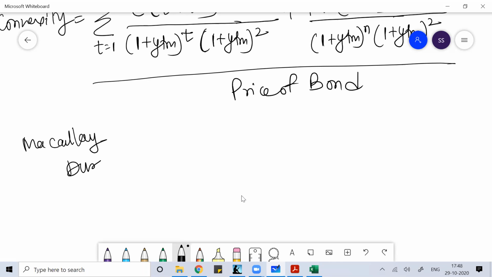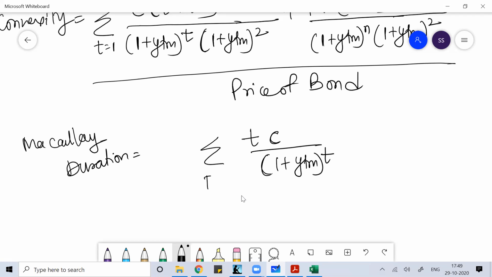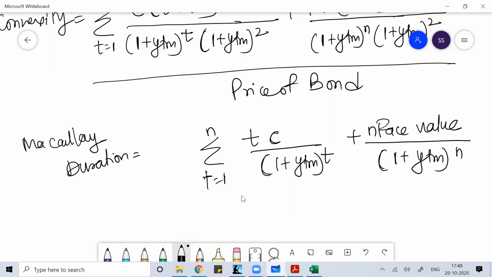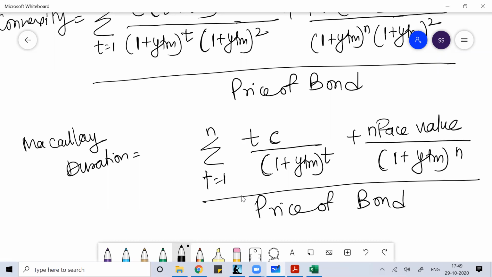So what is Macaulay duration? The formula for the Macaulay duration is the sum of t, the time period, into coupon, divided by 1 plus YTM to the power t, where t equals 1 till n, plus n into face value, divided by 1 plus YTM to the power n, divided by the price of the bond. This is the formula of Macaulay duration. So you should be interested in this formula.